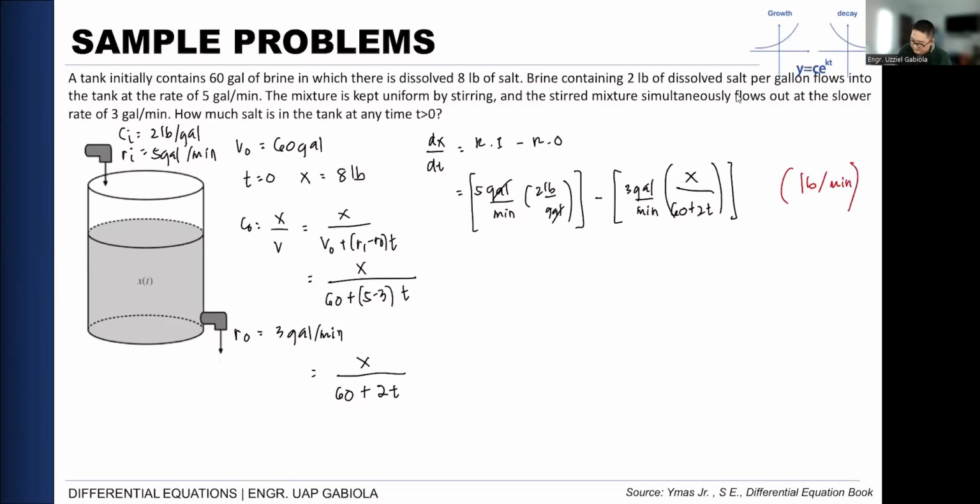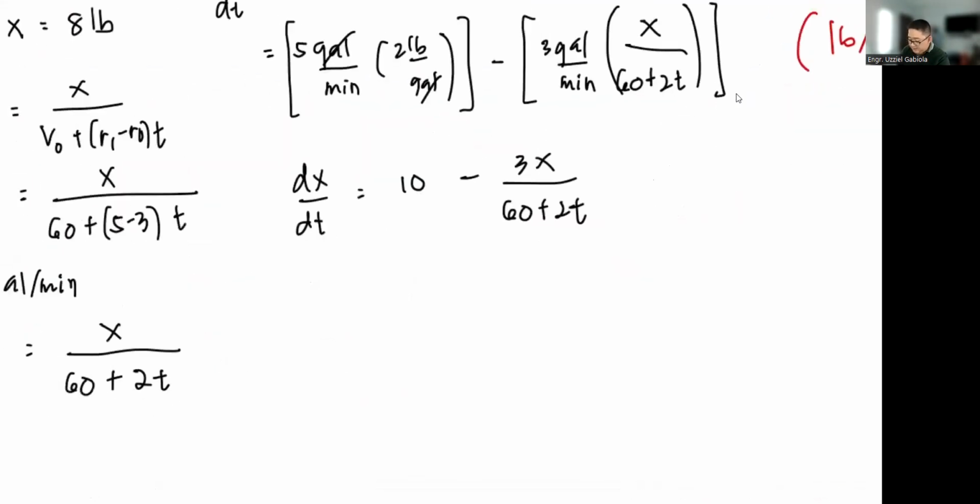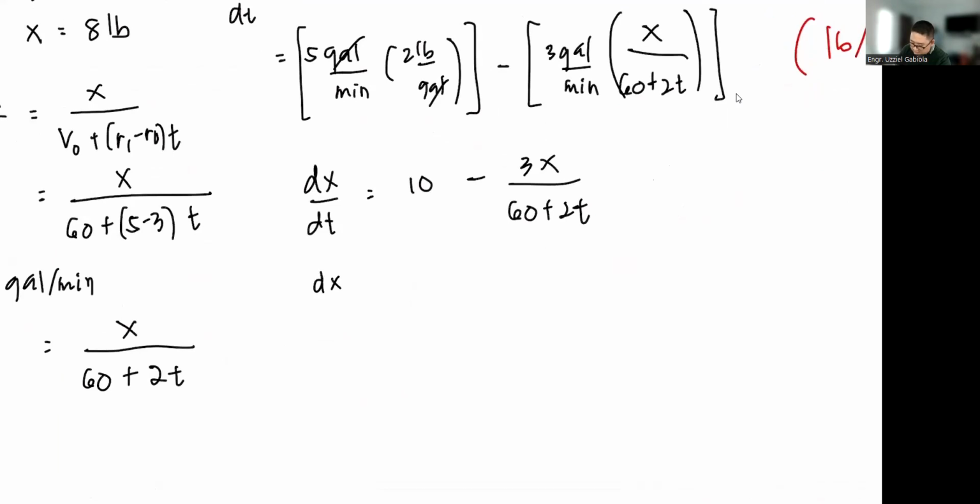Okay, simplify natin. dx over dt is equals to 10 minus 3x over 60 plus 2t. So mapapansin ninyo, halos same form lang nung kanina. What you need to do is to get lang yung ating value. So sige, try natin na separation of variables tayo. So dx over dt, combine lang natin muna yung fractions natin. So 60 plus 2t, so this will be 10 times 60 plus 2t minus 3x.